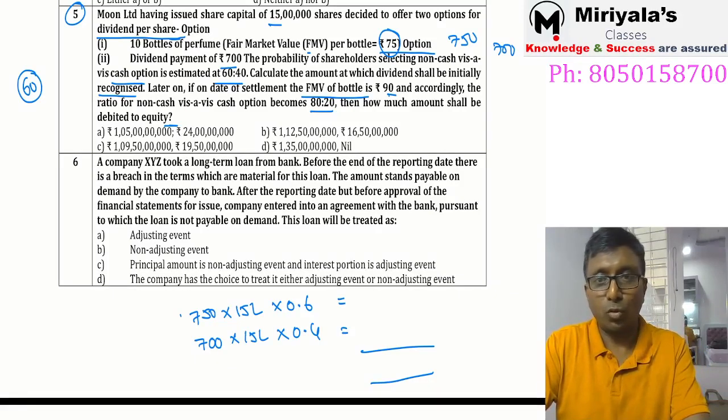Are you guys able to do it, or shall I use Excel? No, total karo. Both together total.